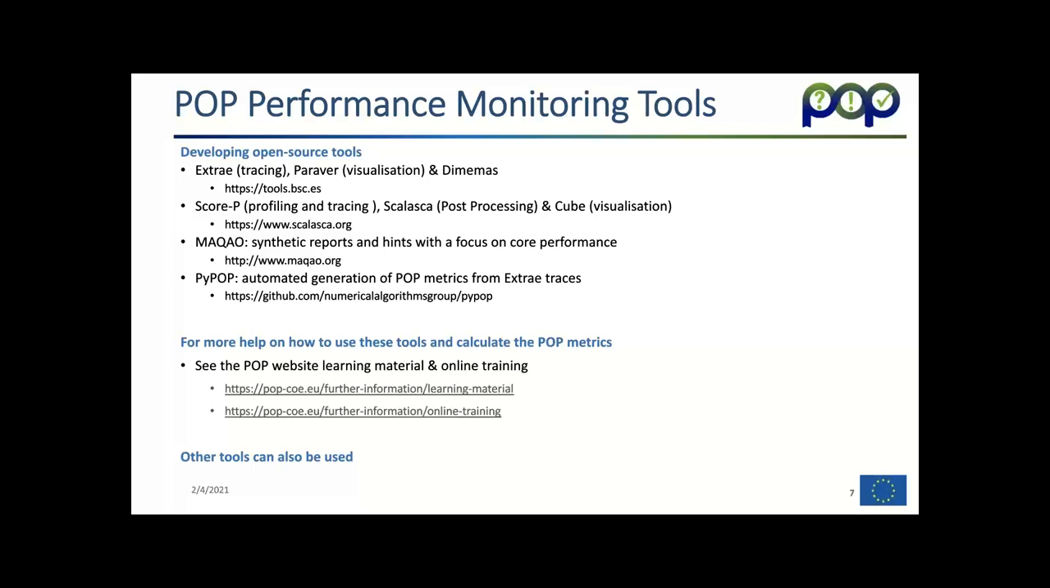And speaking of tools, in the consortium, we develop at least four tools for this work. Or actually four families of tools. It's Extrae and Paraver from BSC, Score-P and Scalasca from Jülich Supercomputing Centre. MAQAO is a tool for single core performance analysis from the University of Versailles. And PyPOP is something that we've developed in the last 2 years. This is a Python script to show you nicely the performance metrics from any traces. And further information on these metrics you can find here.